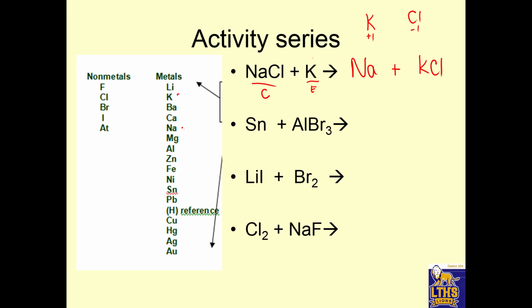Tin and aluminum bromide. I know it's single replacement because we have an element and a compound. So look for the element, which is tin, and then the one in the compound is aluminum. Not going to happen. No reaction.